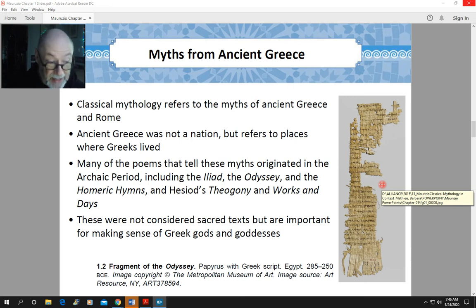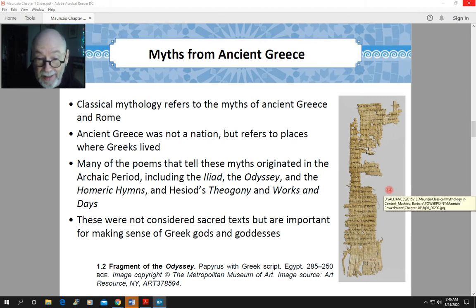I mean, they should have been able to tell us exactly where in the Odyssey this appears, like what book and what lines, but they don't. So, and I don't know. I mean, it's too small and too difficult for me to read to know.